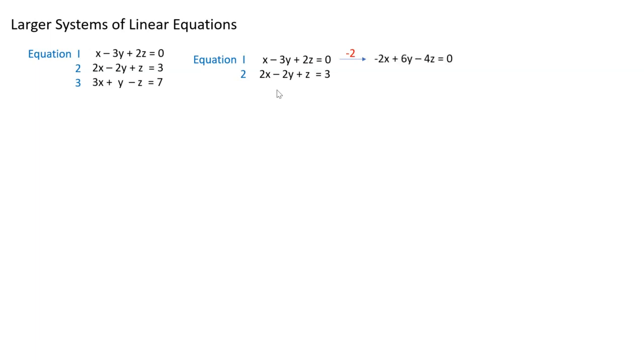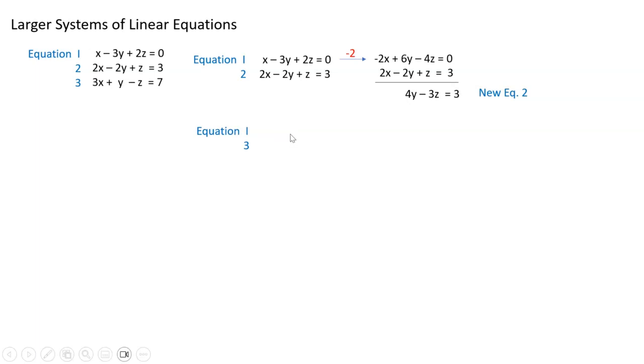Okay? So after I multiply negative 2 times equation 1, this is my result. Negative 2x plus 6y minus 4z equals 0. And we just bring equation number 2 over. So you see, guys, the x's were eliminated. So this is my new equation 2.